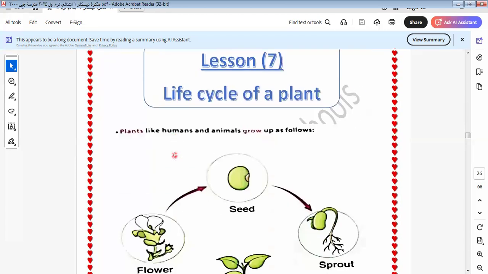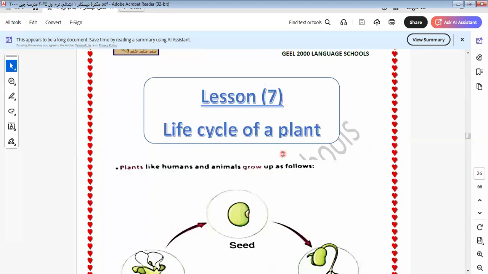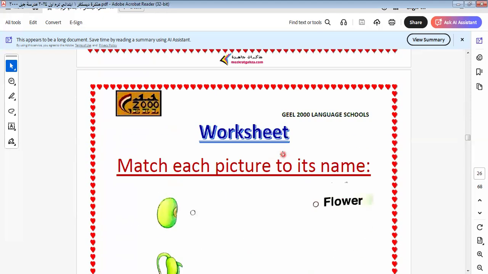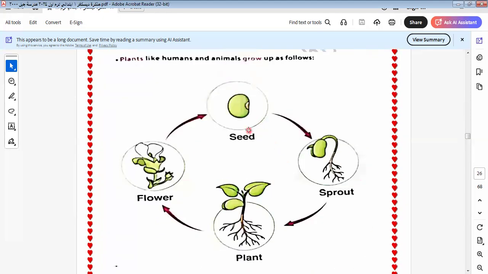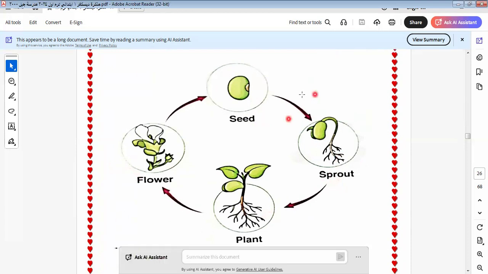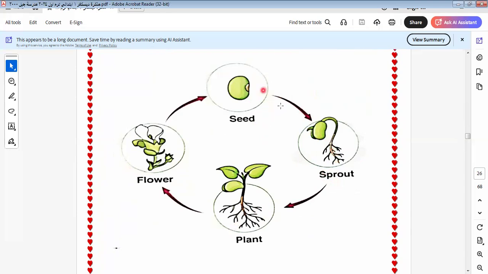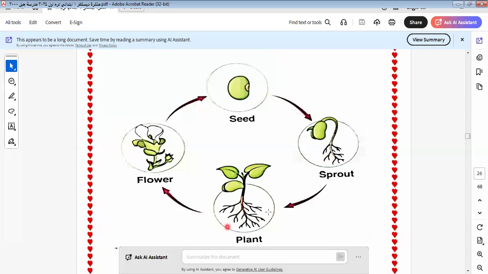Okay. Let's go to another one here. This is the cycle of what? Of the plant. Let's do it together. We have here the seed, then sprout, then sapling, then plant, and then flower. Seed, sprout, sapling, plant, and flower.